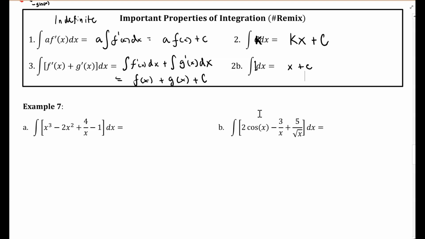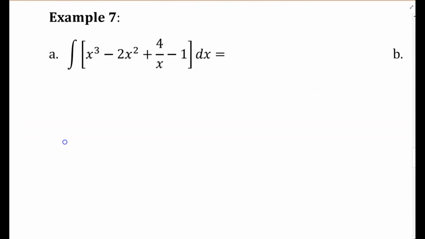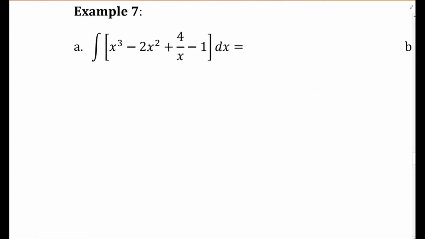So let's go ahead and try some examples. Here is example number 7. Ooh, look at all those terms. I'm taking the integral of all of those dx. And I want you to notice too the structure of my integrand. Notice how there are brackets and parentheses around this. You want to do this. If you have a function that's multiple terms, put parentheses around it and then include your dx, okay?